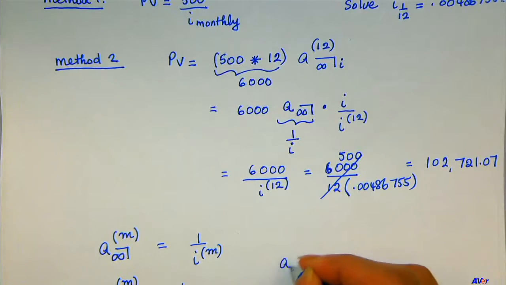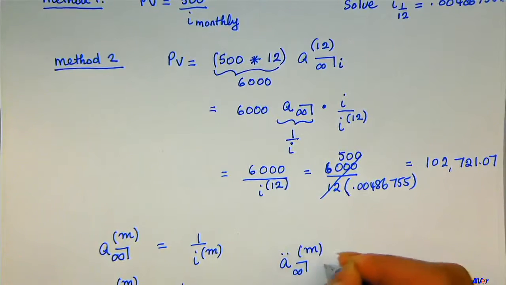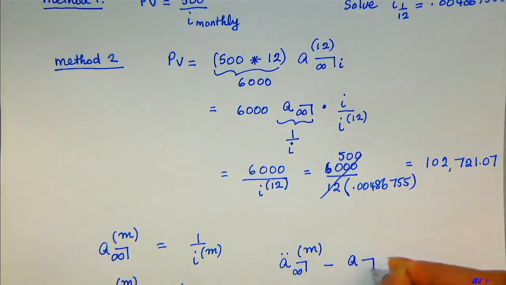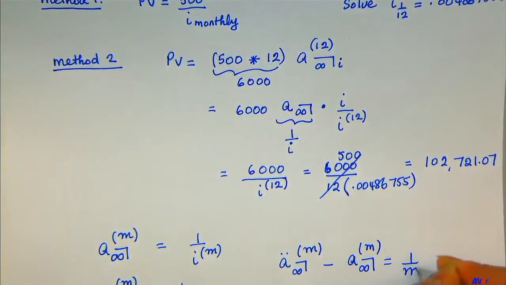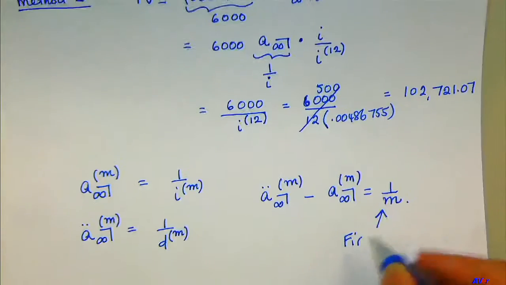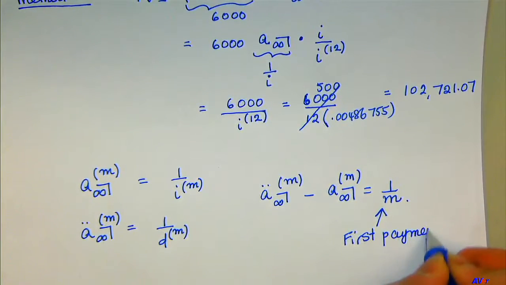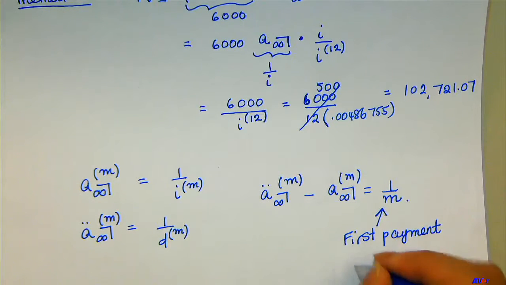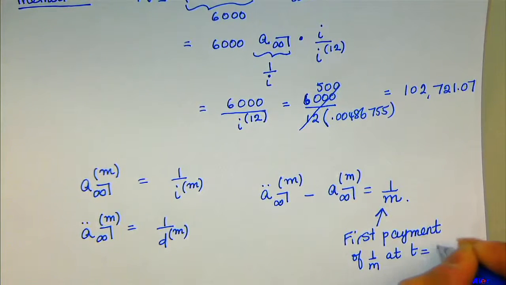So A double dot angle infinity M minus A angle infinity M equals 1 over M. Where's the first payment? Of 1 over M at t equals 0. All the rest of the payments are the same.